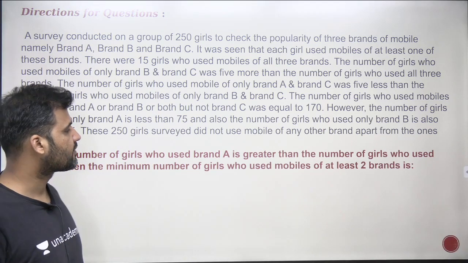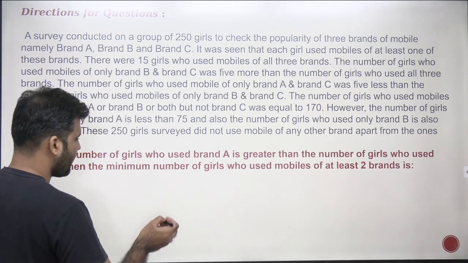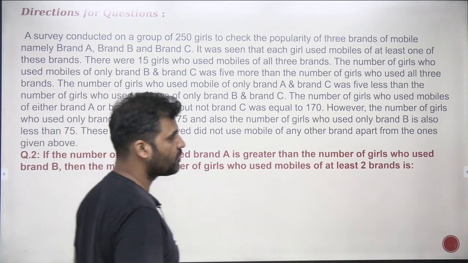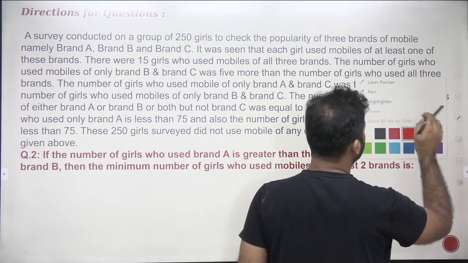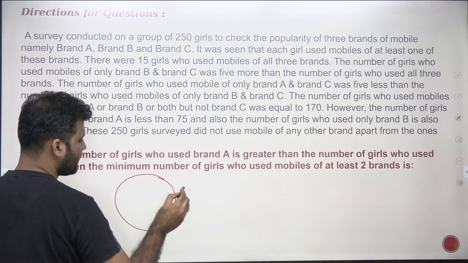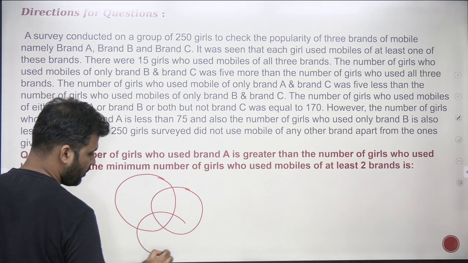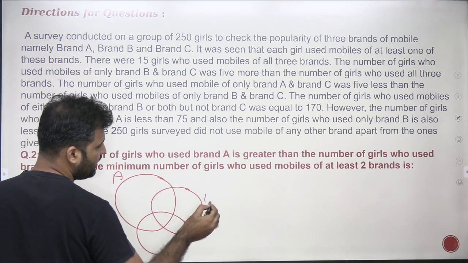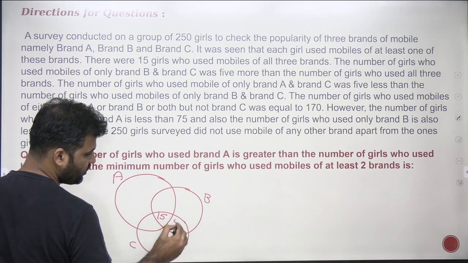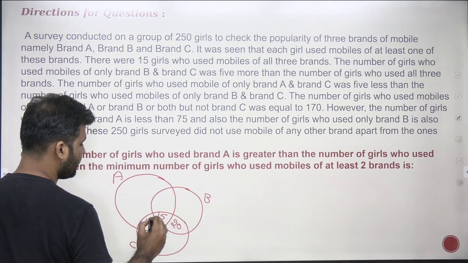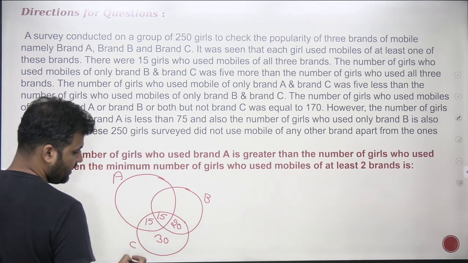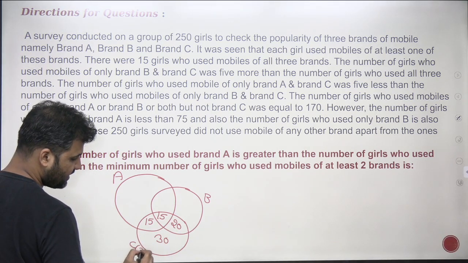Now question number 2. Let's straight away make a Venn diagram. You can read the information, and you can watch video part 1 to understand the basic Venn diagram that you require to solve all the questions here. We have 250 girls liking the mobile phones of brand A, brand B and brand C. The value here is given to you as 15, this value is 20, this value is 15 and this value is given to you as 30. The total number of girls liking brand C is 80.